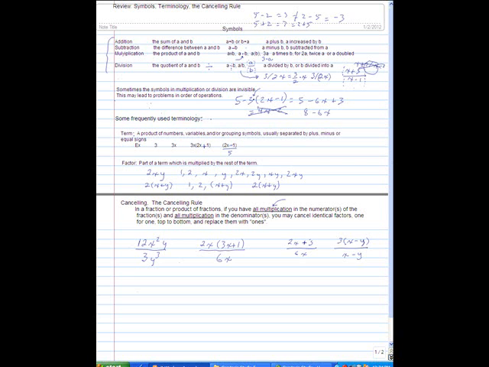Now, as far as frequently used words that we're going to use every single day in class this year, two of the most important are the words term and factor. A term is a product, a multiplication of numbers, variables, and/or grouping symbols. So for instance, 3 is a term because it's a product of numbers, 3 times 1. 3x is a term because it's the product of a number and a variable. 3x times the bracket (2x plus 1) is a product of numbers 3, variables x, and grouping symbol the bracket. So that is a term.